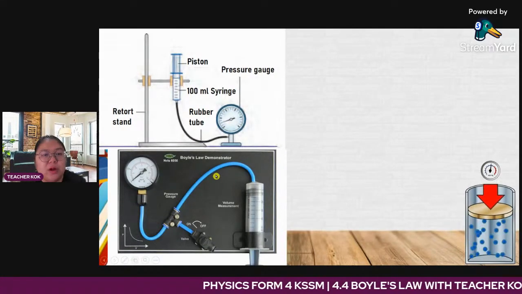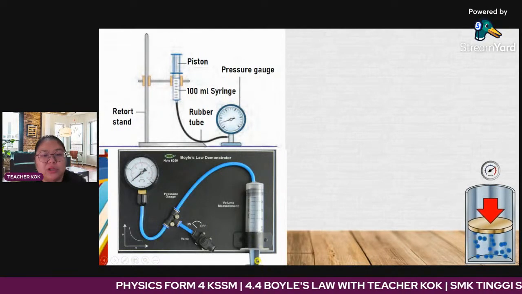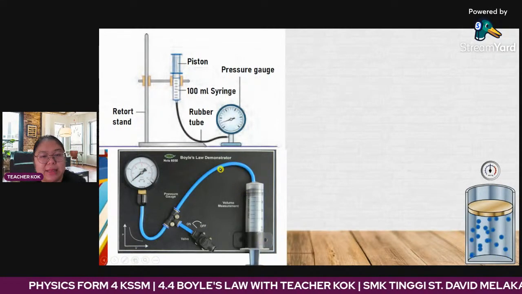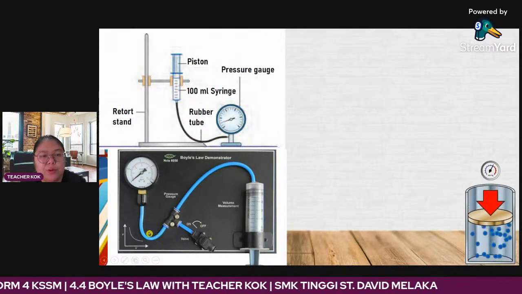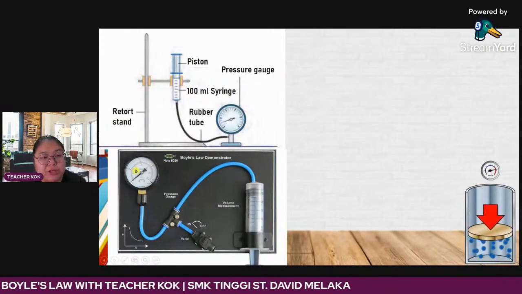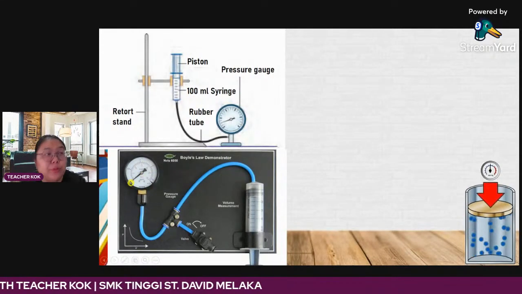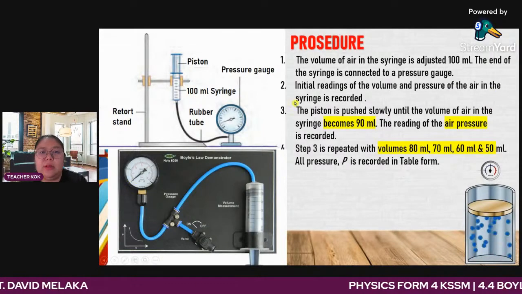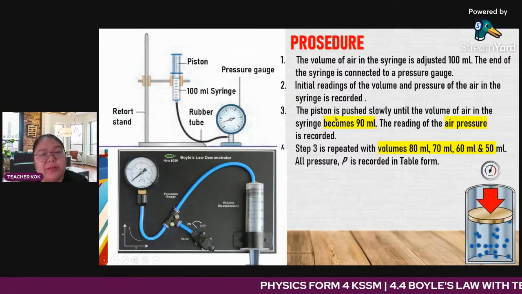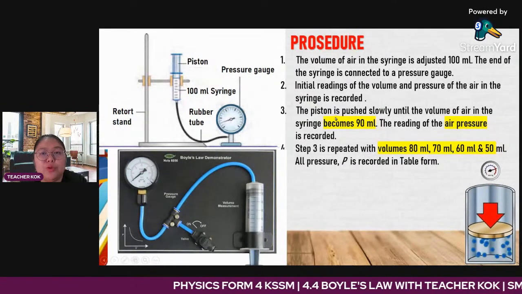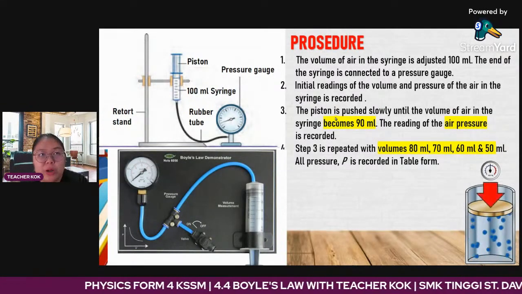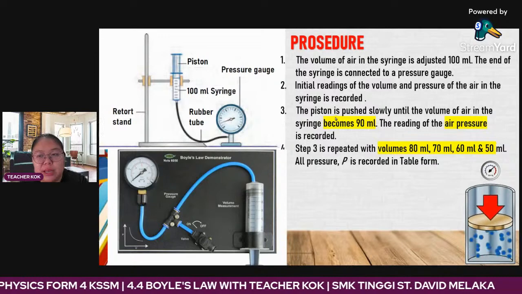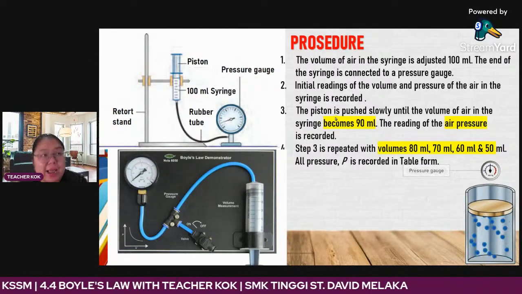This one is a Boyle's law demonstrator. When you compress, the tube will send the air into the pressure gauge, then the needle will move. So from here, let's see the procedure. Okay, the procedure you can copy from the textbook, but I want you to convert it to passive form. Don't use the active one.